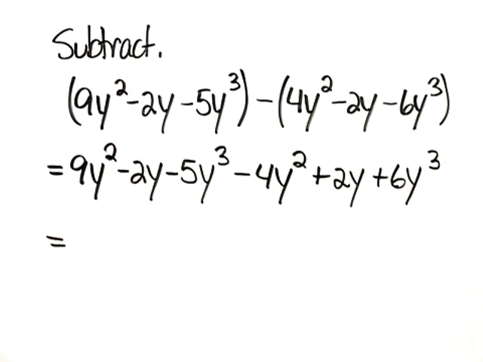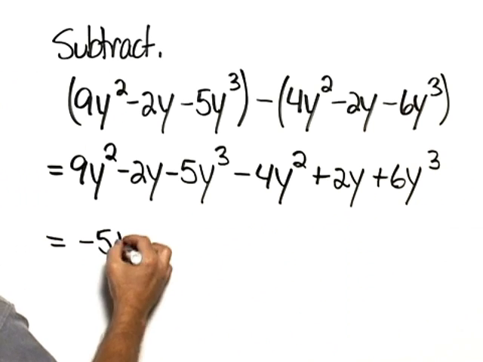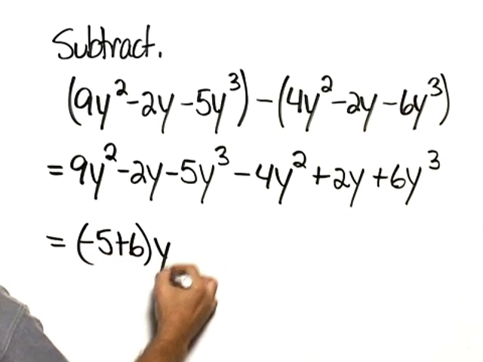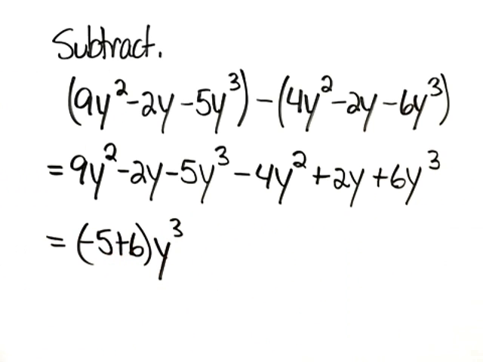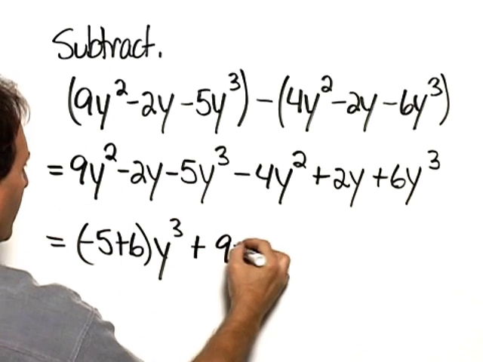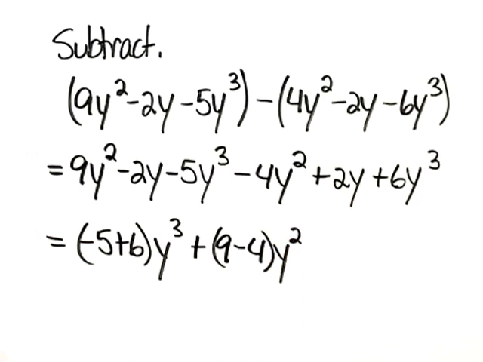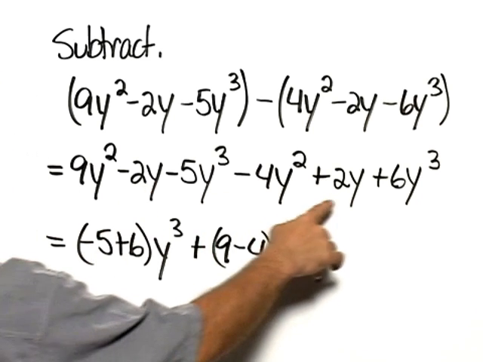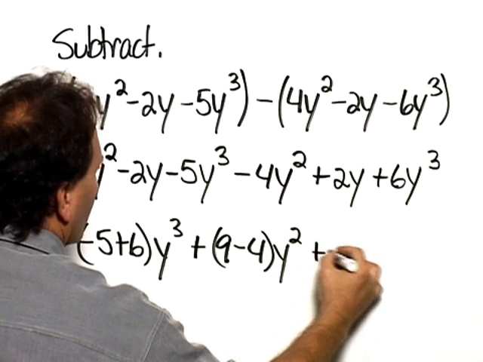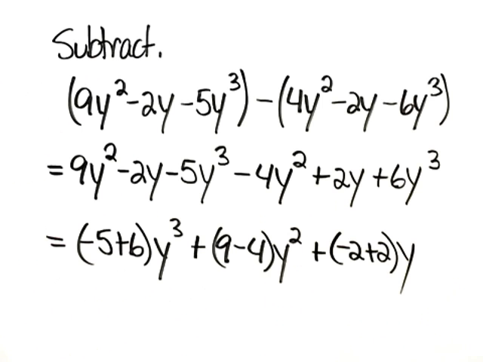Now we combine like terms. Let's start with the largest degree, y cubed. So we would have negative 5 plus 6 in parentheses times y cubed. For the y squareds, we'd have 9 minus 4 in parentheses times the y squared. Negative 2y plus the 2y, so in parentheses, negative 2 plus 2 times the y.